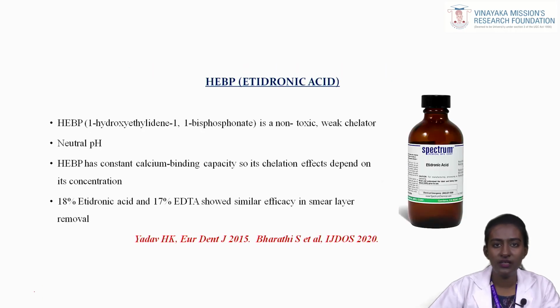Next is HEBP, etidronic acid. It's basically a weak chelator and it has a neutral pH. It has a constant calcium binding capacity, so its chelation effect depends on its concentration. 18% etidronic acid and 17% EDTA showed similar efficacy in smear layer removal.